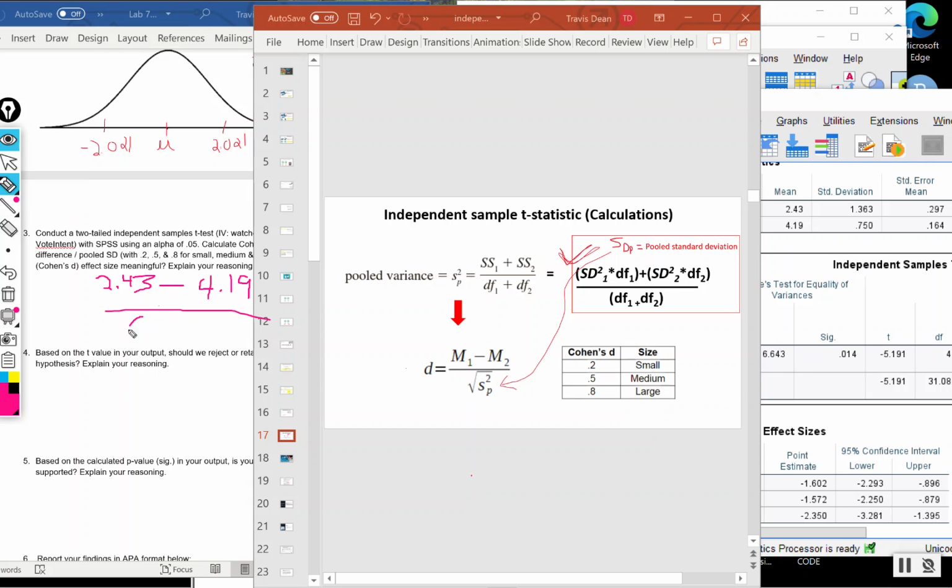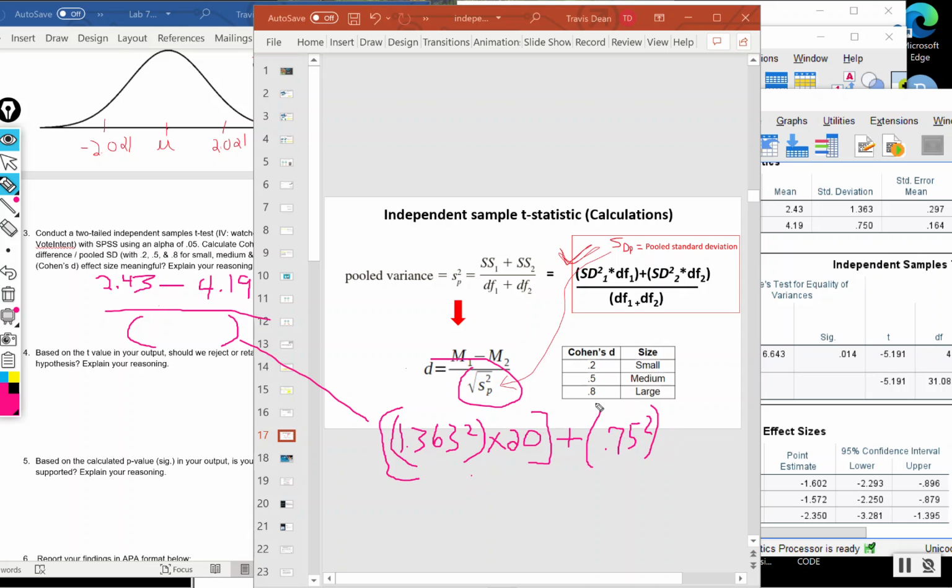So I'm actually going to write this denominator here, which is this area right here. So this is going to be 1.363 squared. And it's going to be the individual degrees of freedom. So that's n1 minus 1, which is 21 minus 1, which is going to be 20. So I'm just going to put this in parentheses times 20. And then we're going to put this in the brackets right here. And then this is going to be plus 0.750 squared. Put this into brackets times 20, and then divide it by degrees of freedom 1, degrees of freedom 2, which is 20 plus 20.